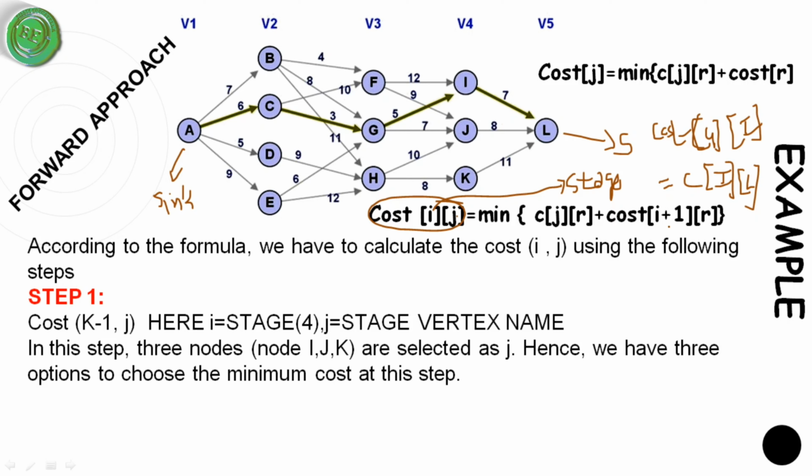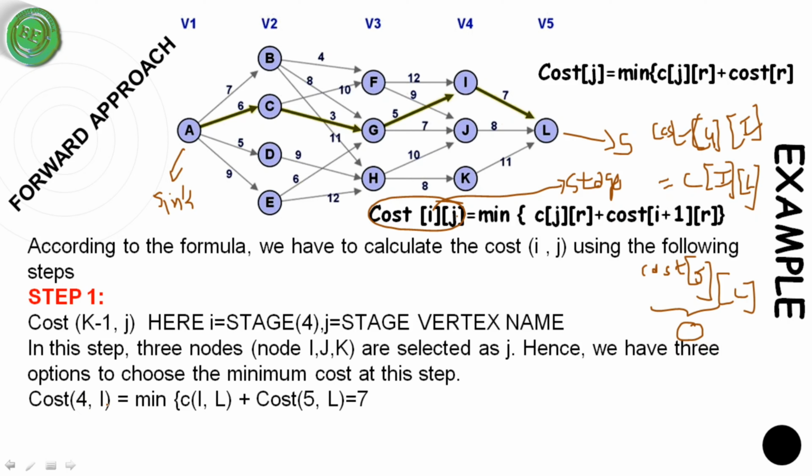And coming to cost of I plus 1, R. I plus 1 means the stage is incremented. So cost of fifth stage R, R is the destination node. That means L. So fifth stage Lth vertex cost is 0 as it is a destination node. So its value is 0. So in this step, 3 nodes I, j, k are selected. Hence we have to find the minimum cost at each step. So I, j, k. So we have to find the minimum cost to go towards the destination.